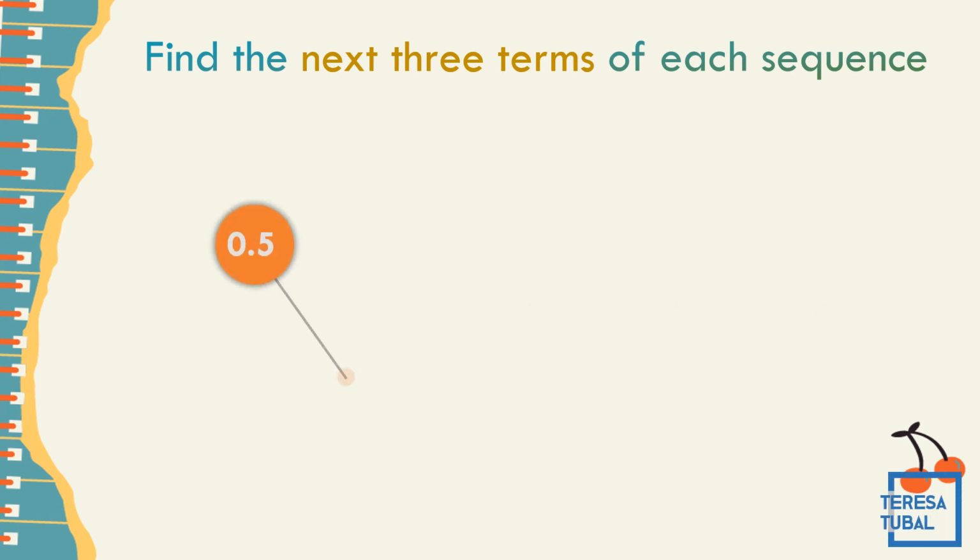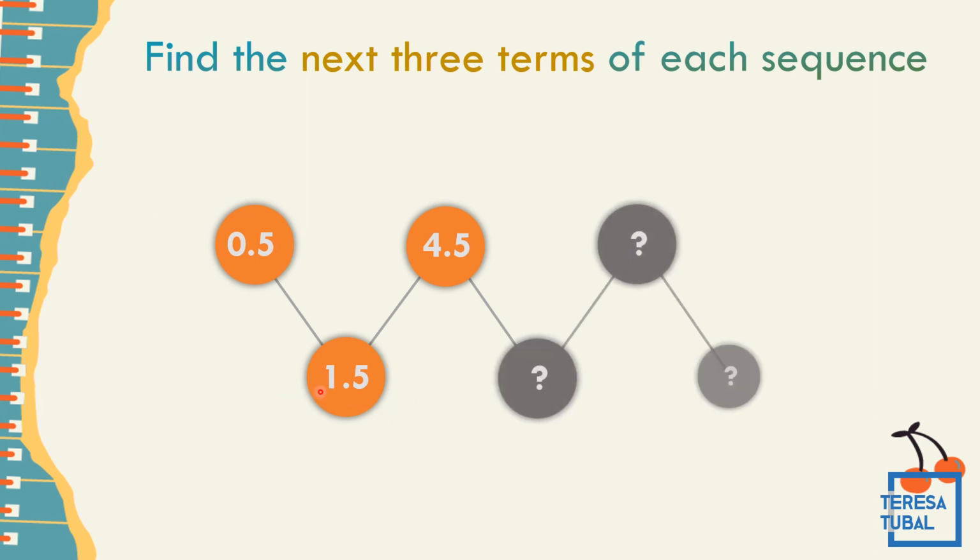How about this example? First term, that is 0.5. Second term, that is 1.5. Third term, that is 4.5. What could be the fifth term, sixth term, and the seventh term? So what could be the number to be added? Added kaya? So parang hindi. Kung ito, i-add natin is 1. Dito naman, 3. So, hindi po pwede.